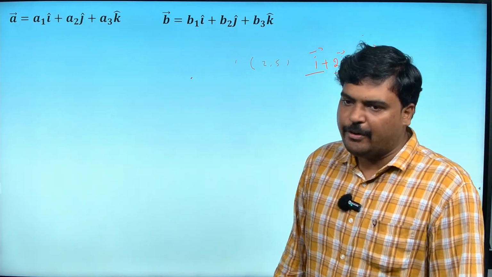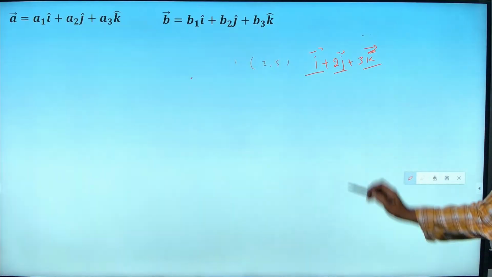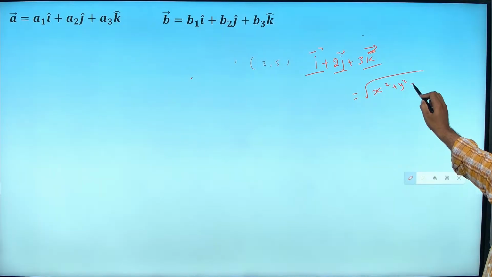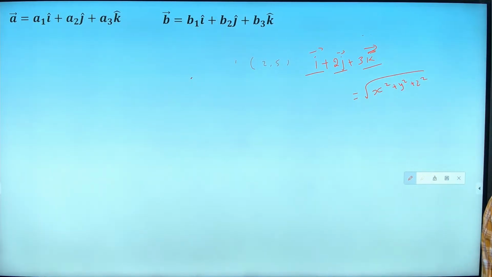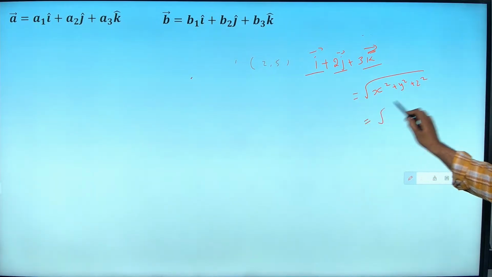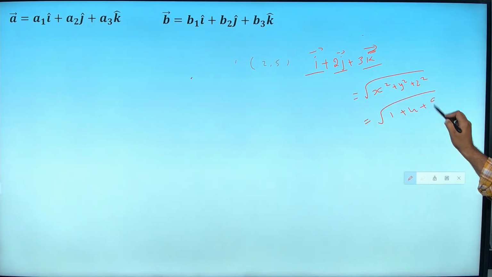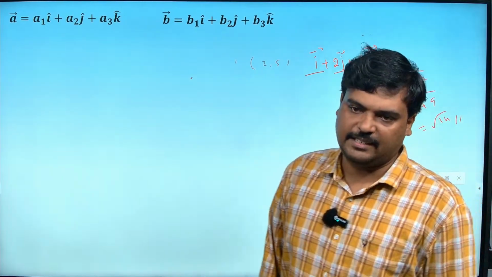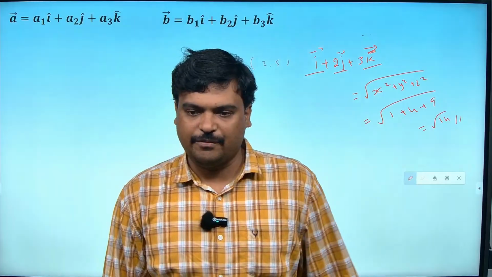எழுதிருக்கேனா? இப்போ how to find the magnitude of such vector? Nothing guys, square root of x square plus y square plus z square. Magnitude னு கேட்டா என்னப்பா பண்ணனும்? Square root of x square plus y square plus z square, which will end up with 1 plus 4 plus 9, which is root 14. புரிஞ்சுதா? அப்ப root 14 is the magnitude of the vector.